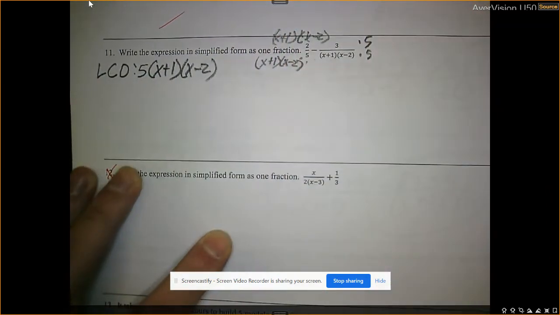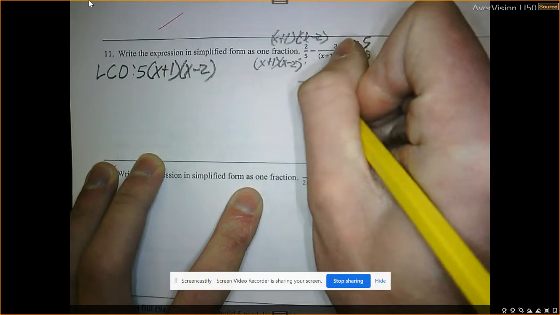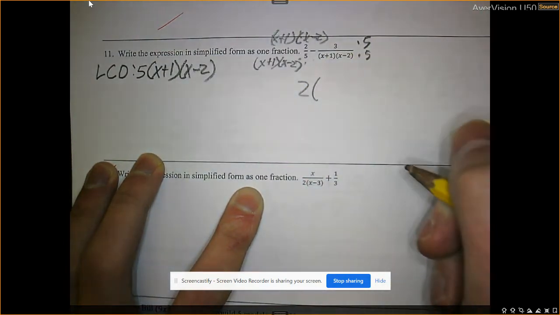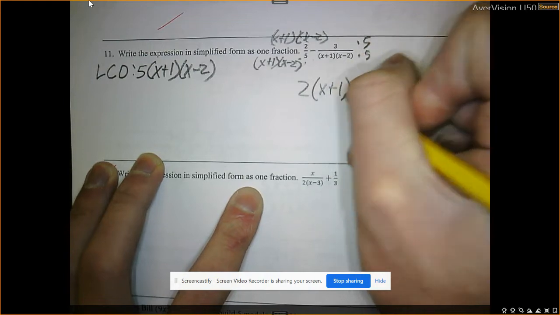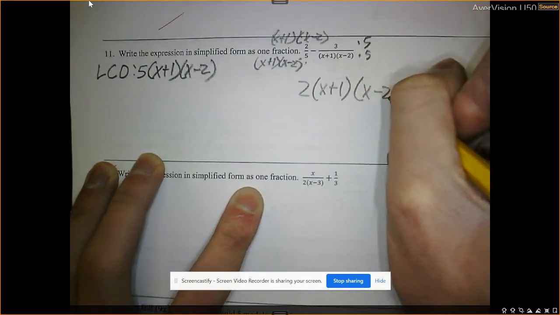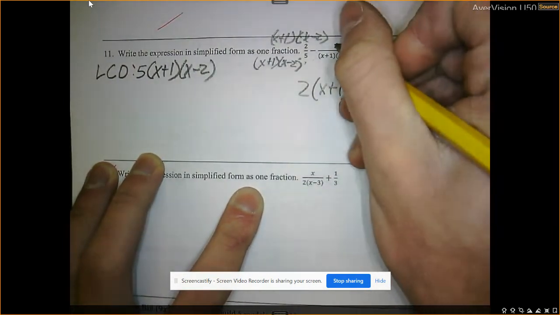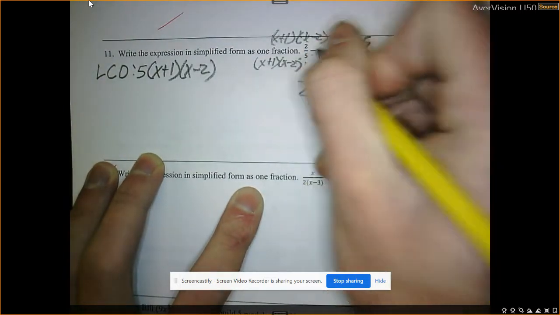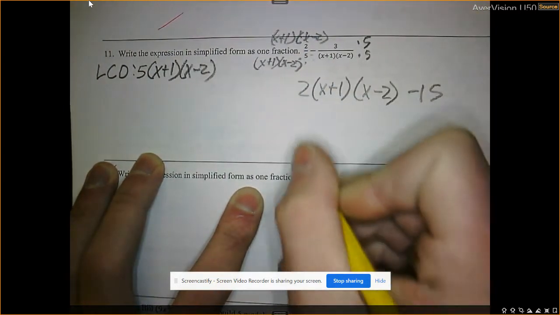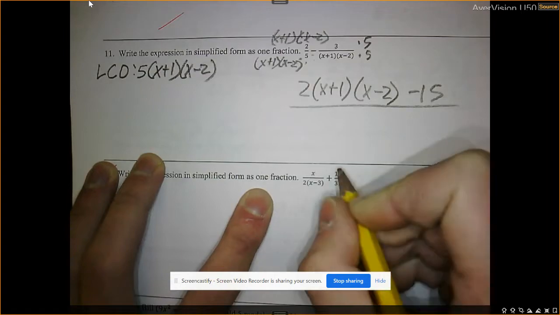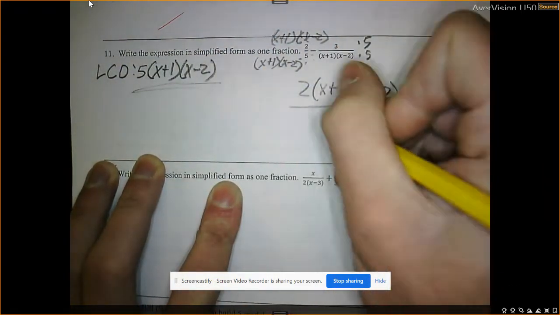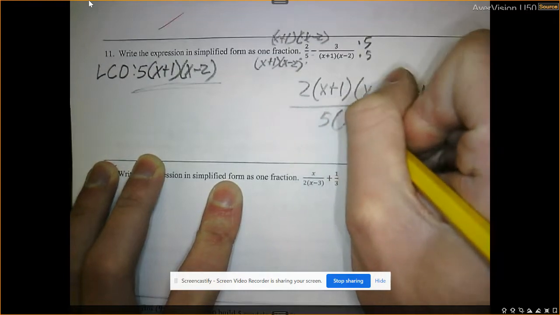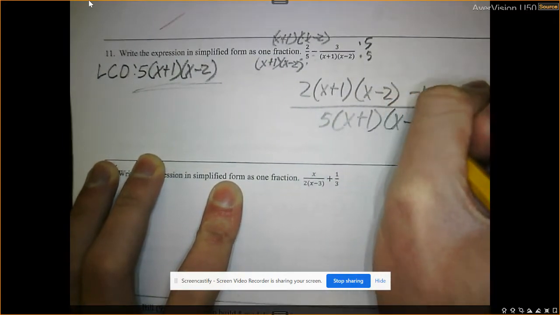Okay, so when I do that, then my top here will become 2 times x plus 1, x minus 2. Okay, and then I get 3 times 5 is 15. Remember, it's minus, so it's like minus 15. Okay, and then again, that is over my common denominator of 5 x plus 1, x minus 2.